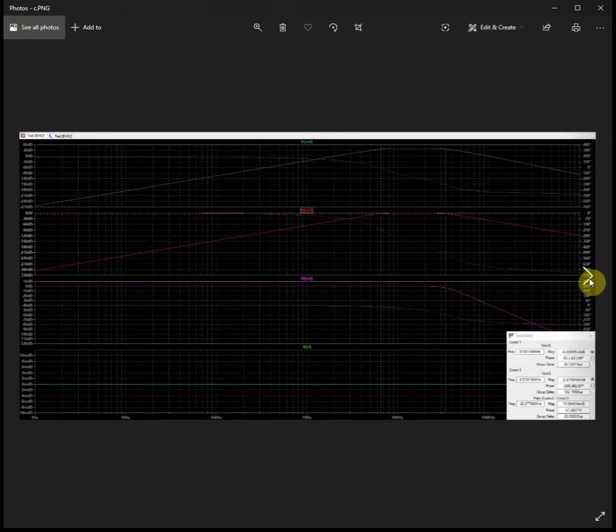Here we can see the graphs further, just by themselves. VI, the input, has no change. The VO2 gives us the low pass. The VO3 by itself, which is the same thing as VO3 over VI, gives us the bandpass. And the VO4, which is the same thing as VO4 over VI, gives us the gain.